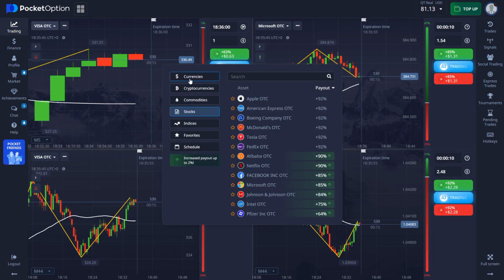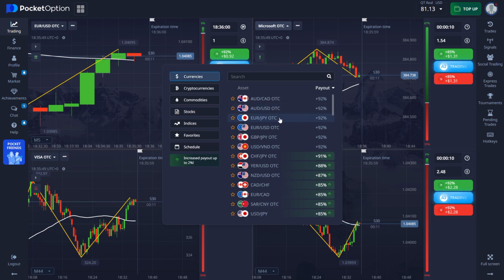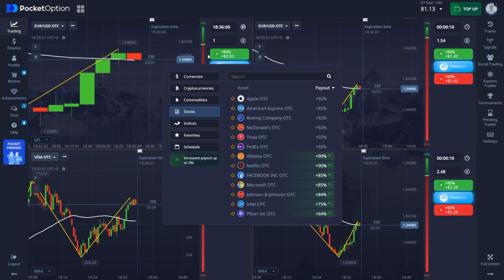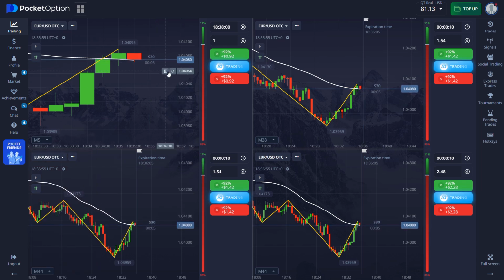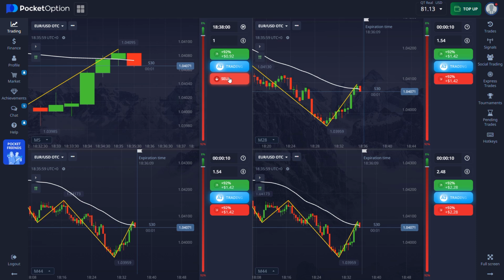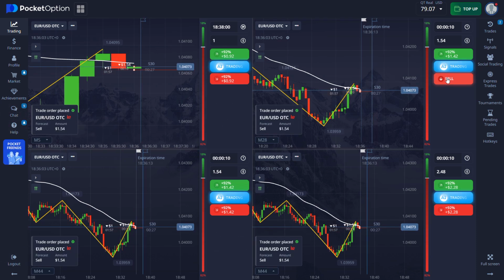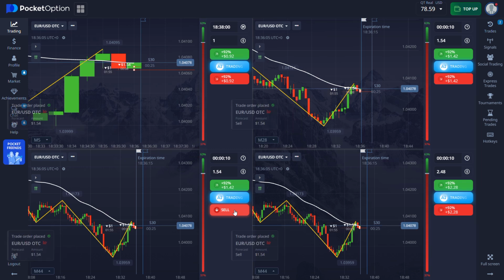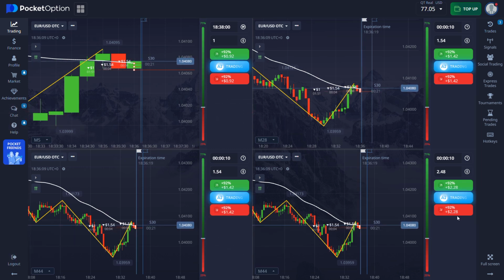Okay, so we have Euro USD. It seems like it's going to crank up. Well, it's going to crank down. Euro USD. So this is the first candle. We're going to wait for the next one. We're going to place a sell position. So we are in. We got 3 trades there.